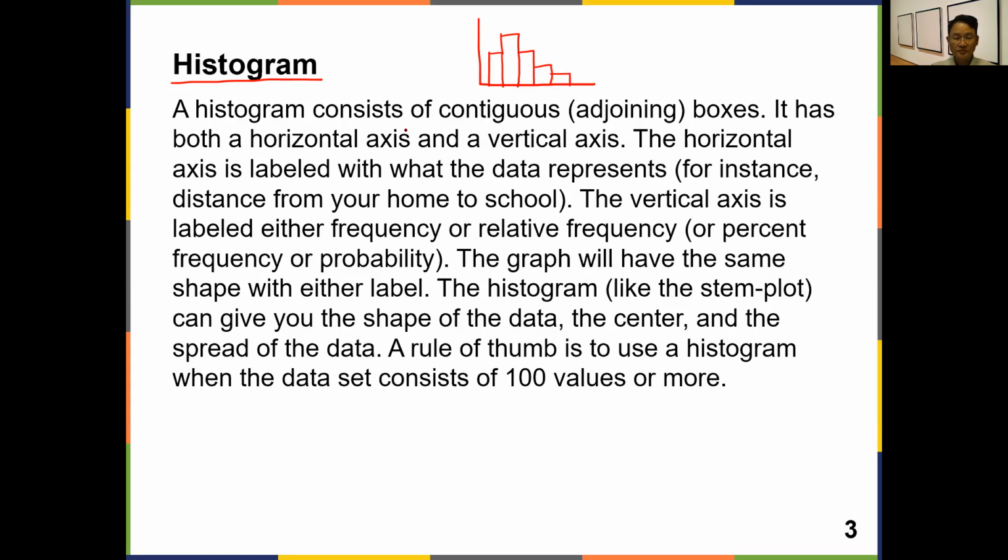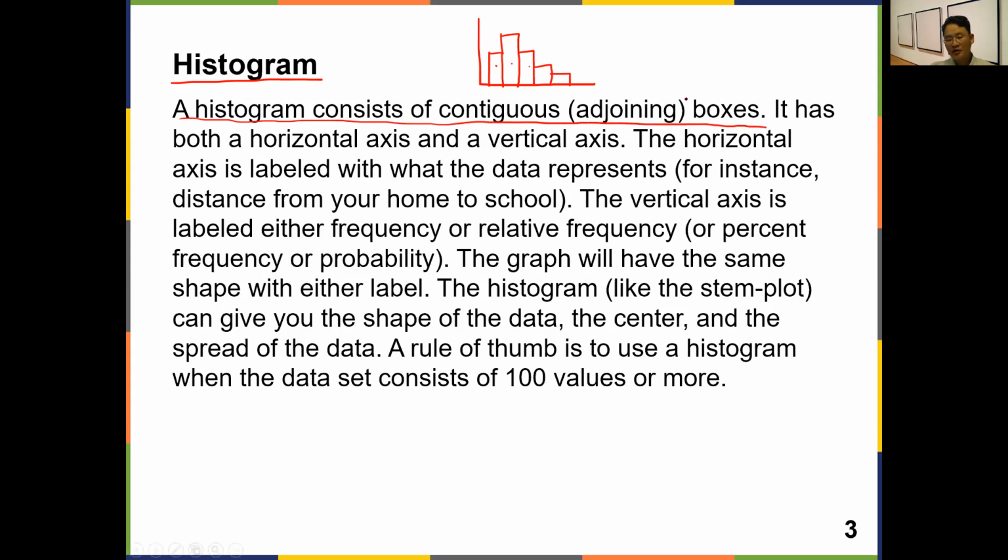It consists of adjoining boxes. So you see these boxes, they are all connected together. They're not separate bars. If they are separate boxes, then we have a separate name for that type of graph. We call that a bar graph. Histograms are not like that. Histograms are all connected together like that. That's what they mean in this first sentence.